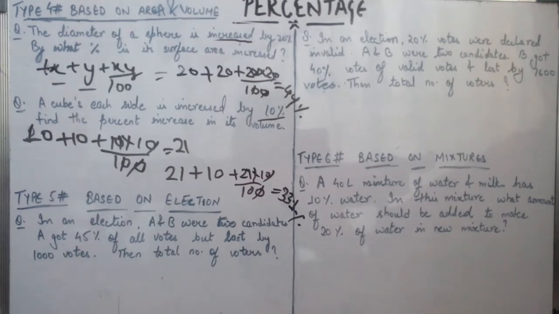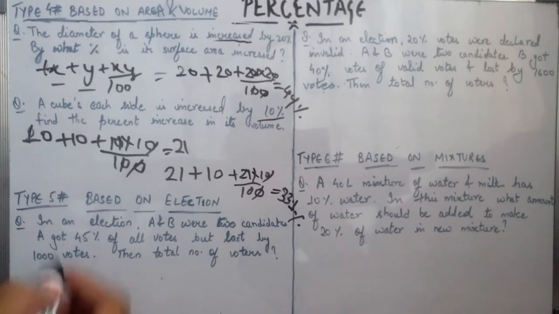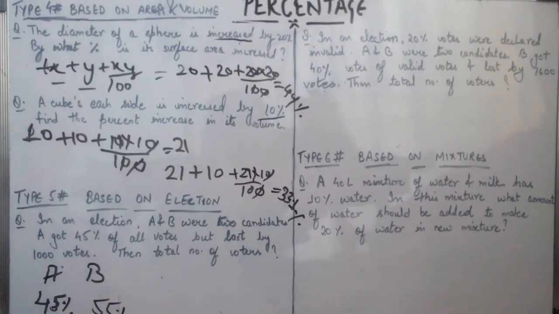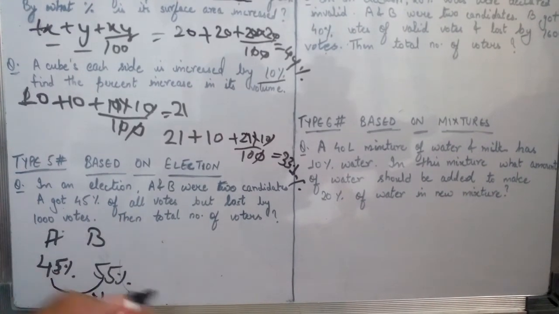Now coming to type 5, questions based on election. The question here is: in an election A and B were two candidates. A got 45% of all votes but lost by 1000 votes. Find the total number of voters. This question is frequently asked. Here is A and here is B. A got 45% of the vote, so B will get 55%, as there are only two candidates. 100 minus 45 equals 55. Now the difference between 45 and 55 is 10%.